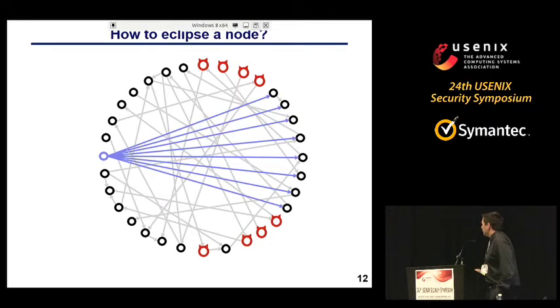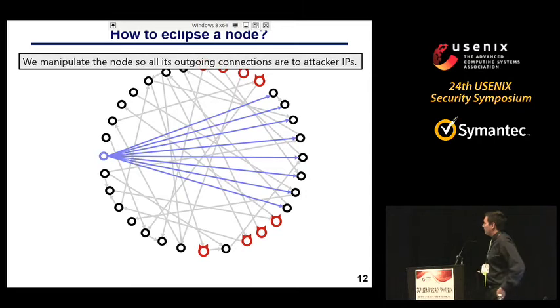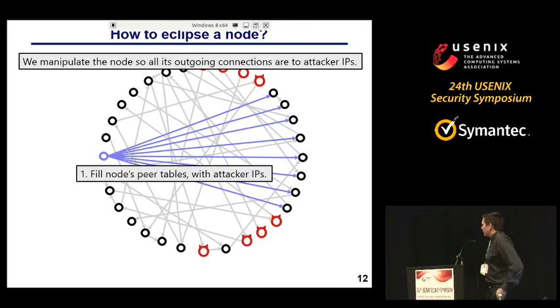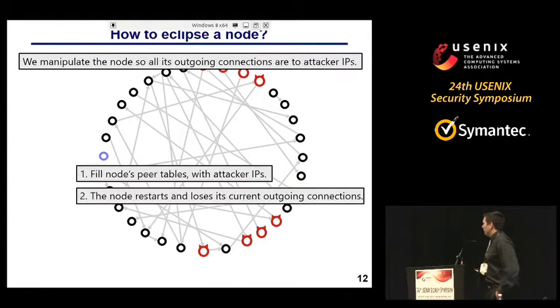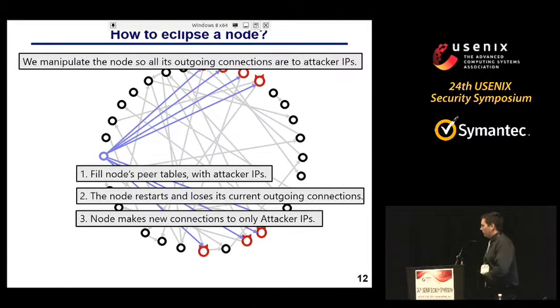So normally, an attacker that joins the network to attack the purple node is not necessarily going to be connected to by the purple node. So the attacker needs to manipulate the purple node such that the purple node will make outgoing connections to it. So the attacker fills the purple node's peer tables with attacker IPs, and I'll explain how peer tables work in the next slide. The node then restarts and loses its outgoing connections. And then when the node goes to draw on its peer tables to make new connections, because they've been filled with attacker IPs, it will connect to the attacker.